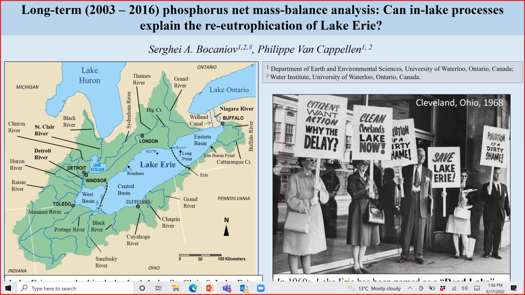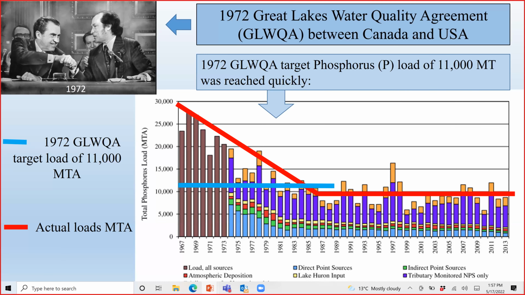Lake Erie experienced very high pollution loads in the 1960s, to such an extent that in the late 1960s, it was declared the dead lake. To deal with that, in 1972, the United States and Canada signed an agreement, the so-called Great Lakes Water Quality Agreement, to control external phosphorus loads and reduce them to a level not exceeding 11,000 metric tons per year. This target load was reached relatively quickly, by the early to mid-1980s.